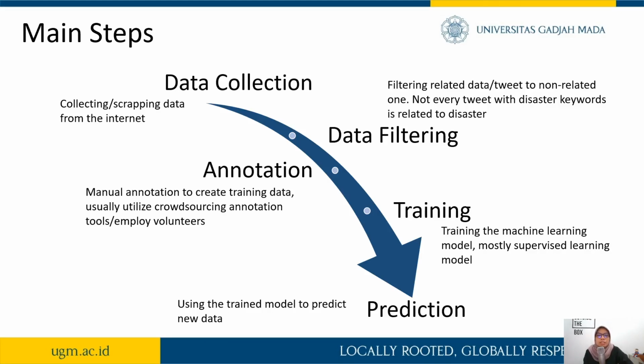And the second step is data filtering. It is pretty important because not every tweet or post with a disaster keyword is related to a disaster. And also annotation. This is the manual annotation step to create training data, usually utilizing a crowdsourcing annotation tool or employing volunteers. The annotation result, or the training data, can be used for training the machine learning model, mostly a supervised learning model. And the model can be used for predicting new data.